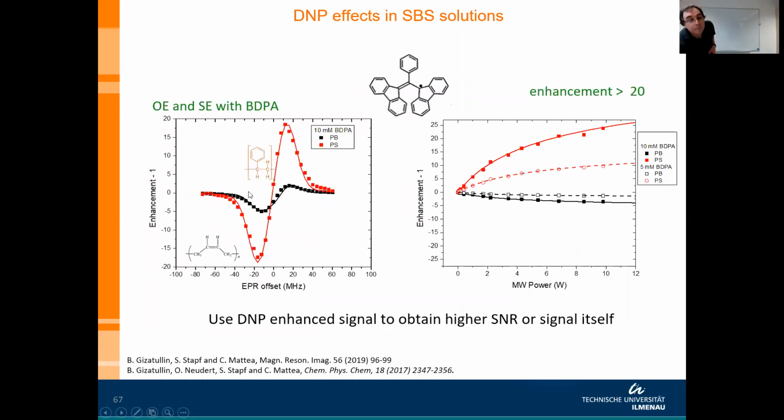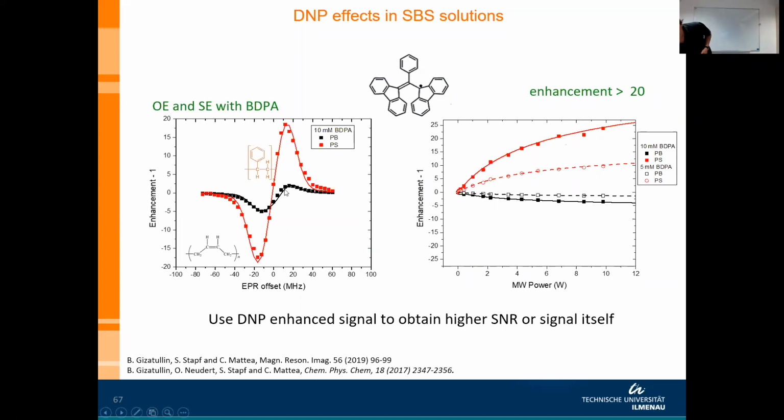But now, if you change the radical to BDPA, then you see here that, contrary to before, the PV is not so enhanced and the PS is enhanced, but you see here this typical signature of the solid effect in this curve. That means in the PV, basically you have Overhauser enhancement, and here in the PS you have more, let's say, solid effect. But okay, this is roughly speaking.